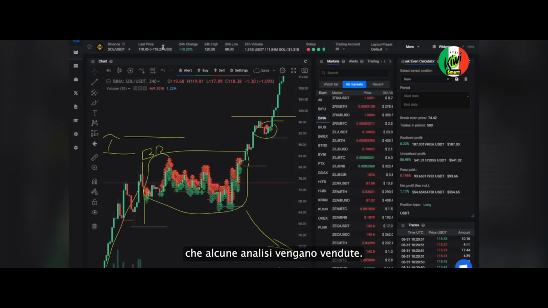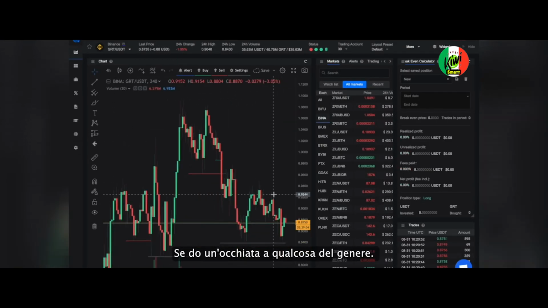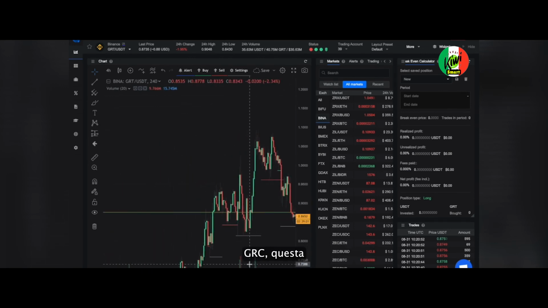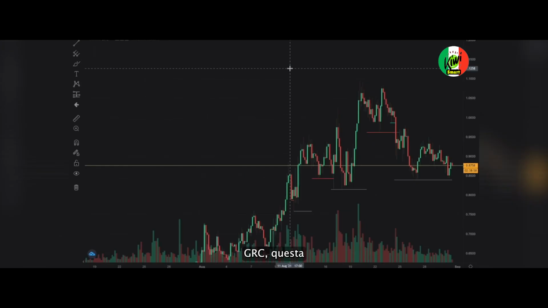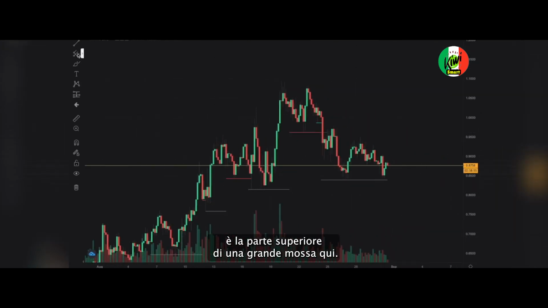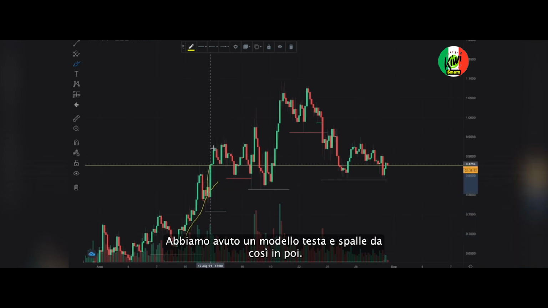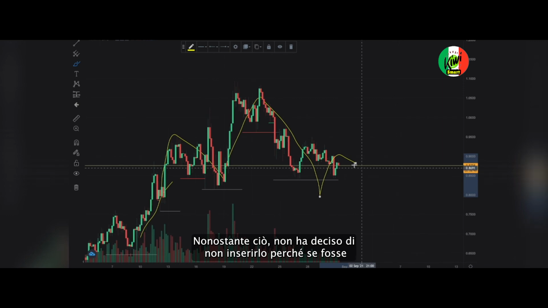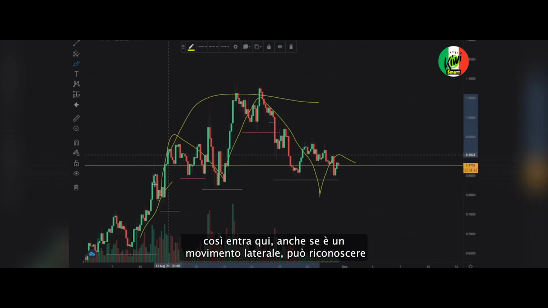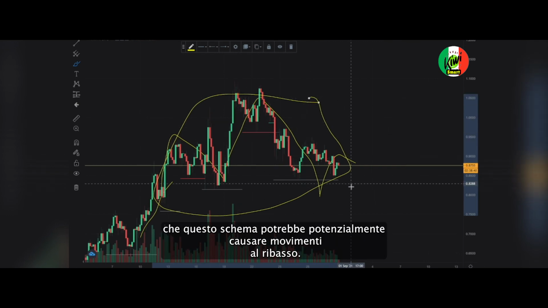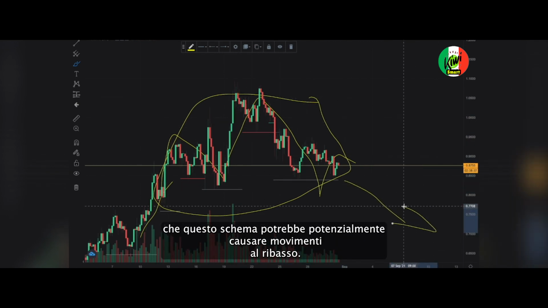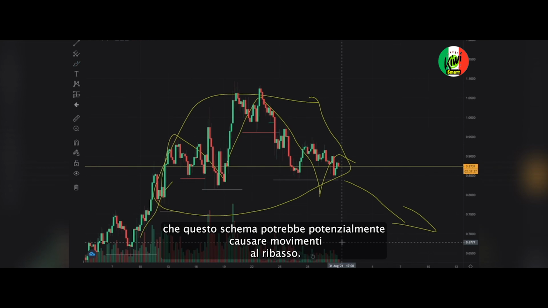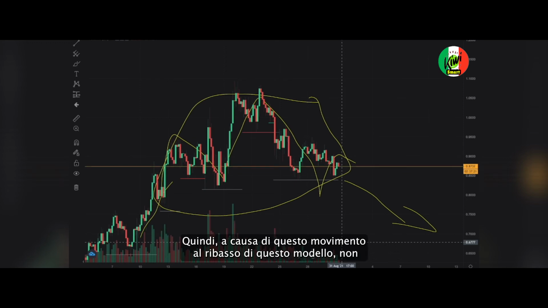So that's some analysis for Sol there. If I take a look at something like GRT, this is at the top of a big move here. We've had a head and shoulders pattern form. So our grid bot spotted this and decided not to enter, because if it was to enter here, even though this is sideways movement, it can recognize that this pattern will potentially cause moves to the downside. So because of this downside movement from this pattern, it would not be advantageous to us to enter the grid bot here, because we are a long only strategy and can't profit from short trades.